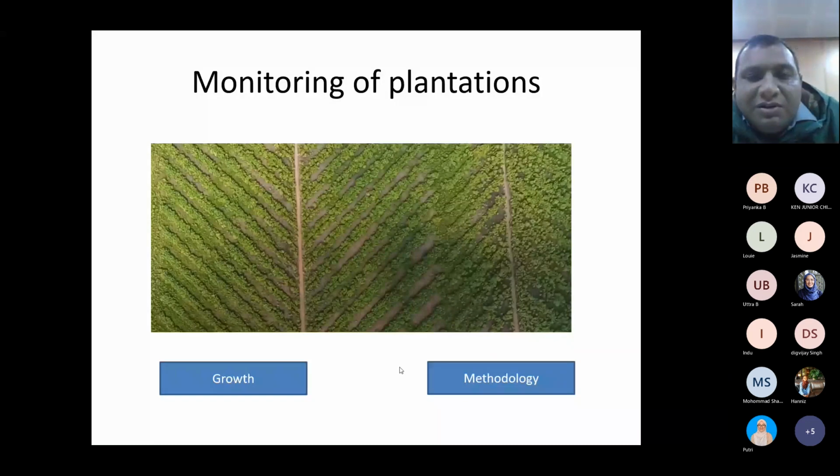One thing is we can observe the growth also. If somewhere growth is not visible, then we can go for what we call beating up, the operation of refilling such places again.